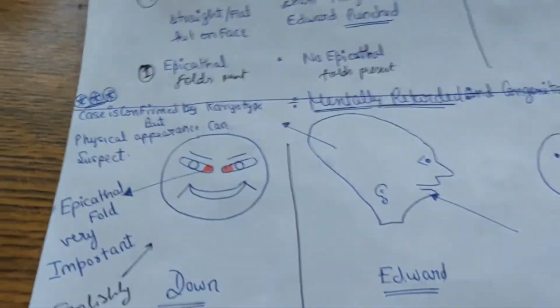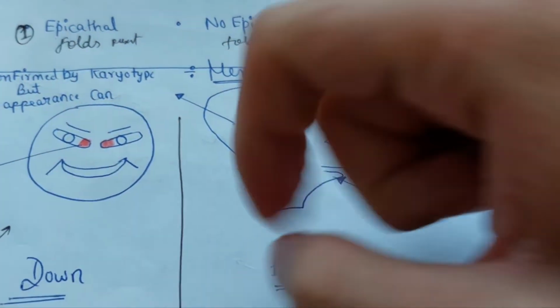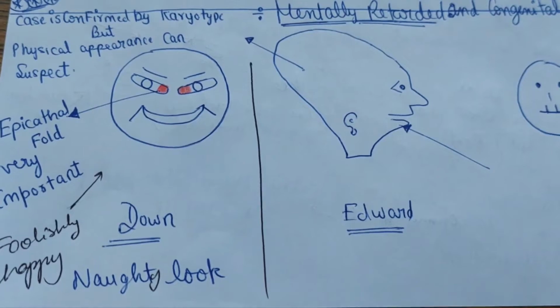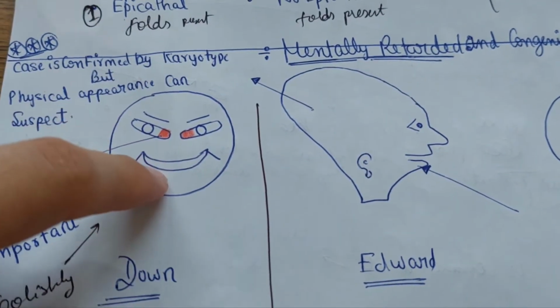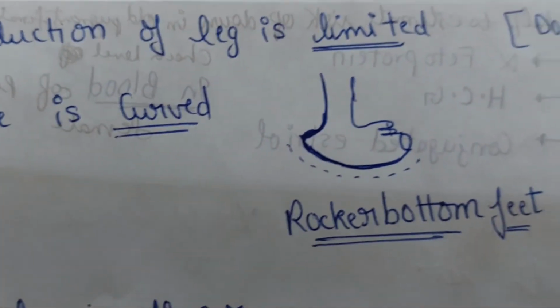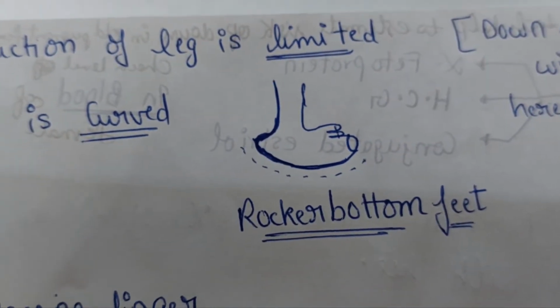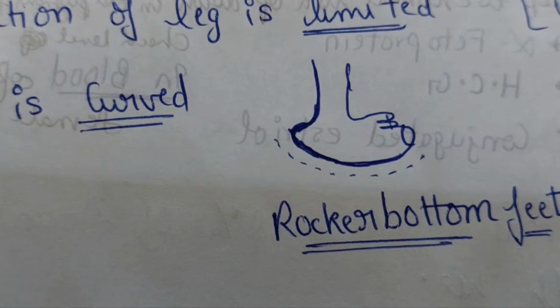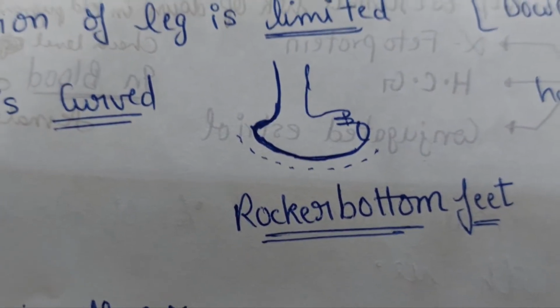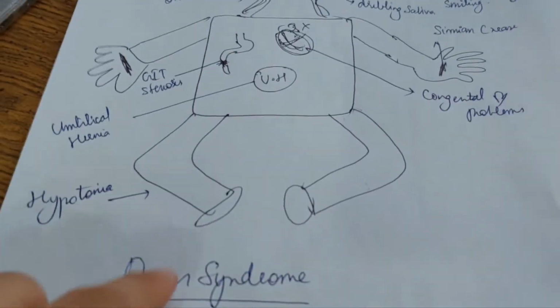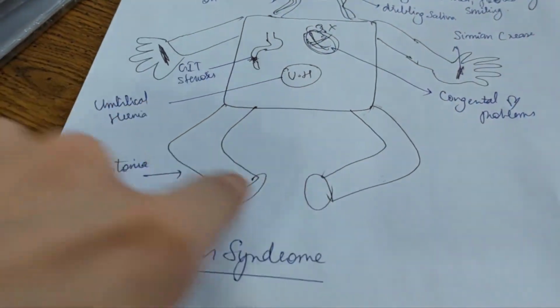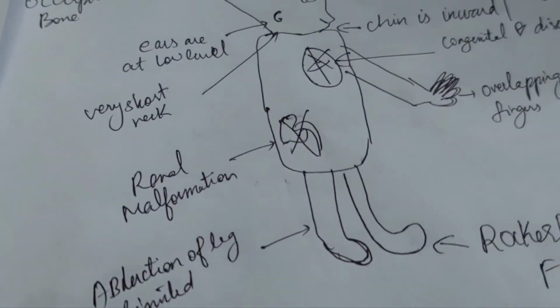In Down syndrome, the face is flat. It looks like someone has punched from here. But in Edwards syndrome, it looks like someone has punched from the chin and the head goes out. The face is not flat. In Down syndrome, the patient has flat normal feet, whereas in Edwards syndrome, he has rocker bottom feet. That is because his feet are curved. That is why it is called rocker bottom feet in Edwards syndrome.